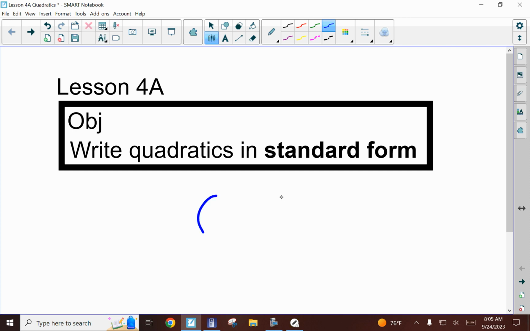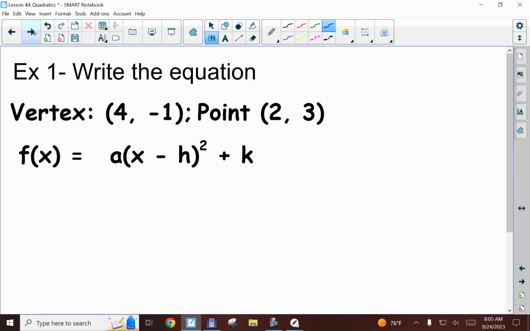We're going to have parentheses with x minus h squared plus k, and then you have your a in the front. And we've talked about this already, where h and k is your vertex. So what we're going to have to do first is understand how to write an equation in standard form given the vertex and a point.